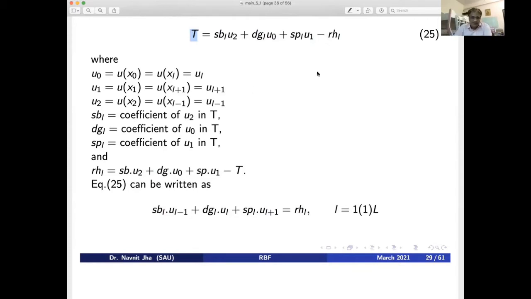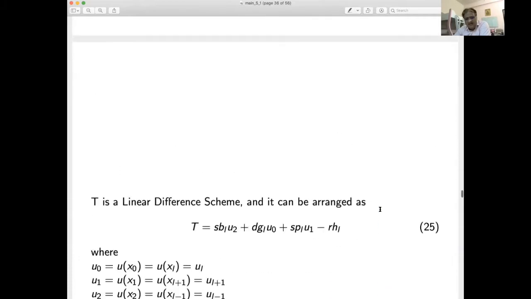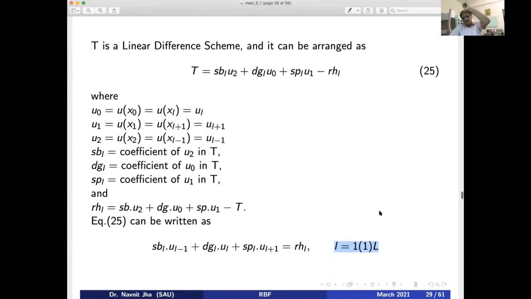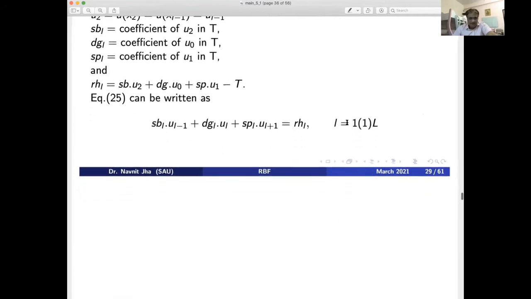So this equation 25 holds for different values of L. L is going from 1 to uppercase L. Here, before starting, I have taken the nodes x0 to xn plus 1. I hope it is understood. Uppercase L and that n are one and the same thing. Now, when you take L equal to 1, what will happen? You will get one equation. When you take L equal to 2, you will get another equation. Likewise, you will get uppercase L number of equations.